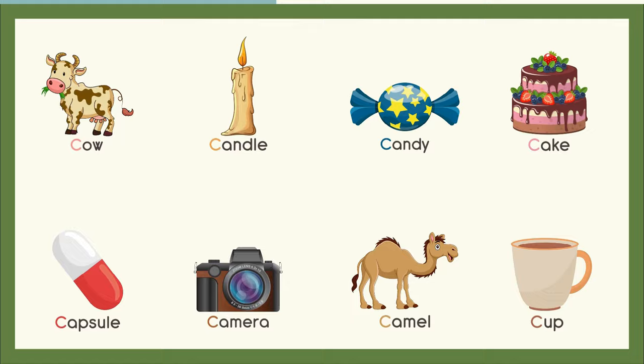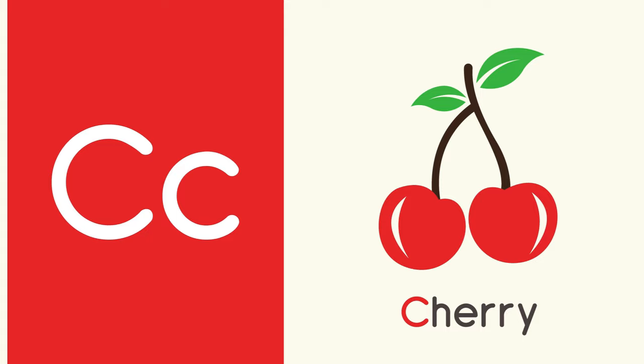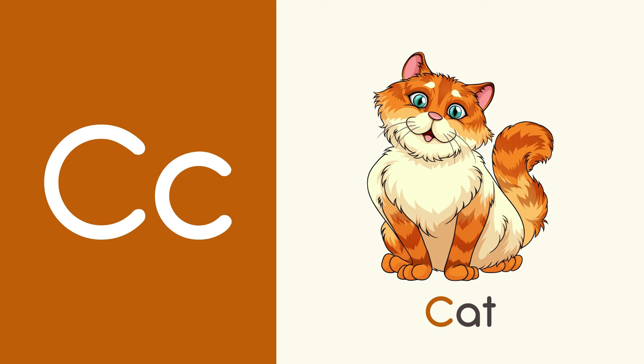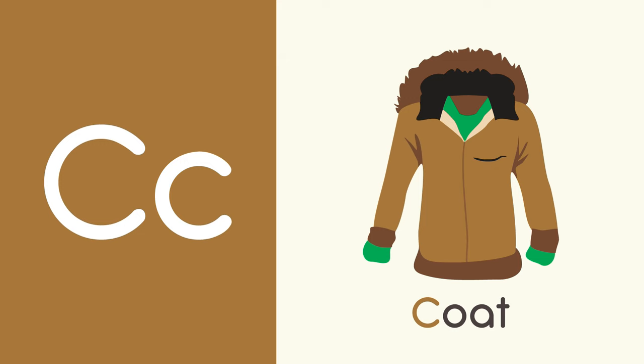C is for clock. C is for car. C is for cherry. C is for chicken. C is for cat. C is for crab. C is for corn. C is for pot.